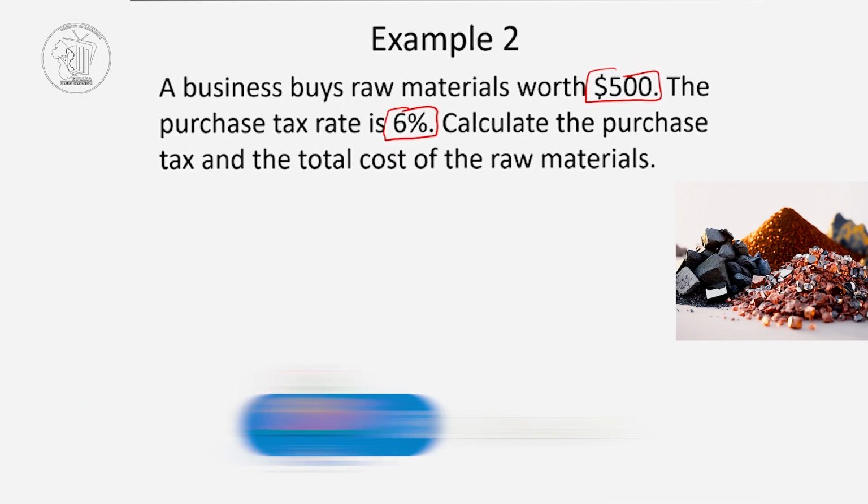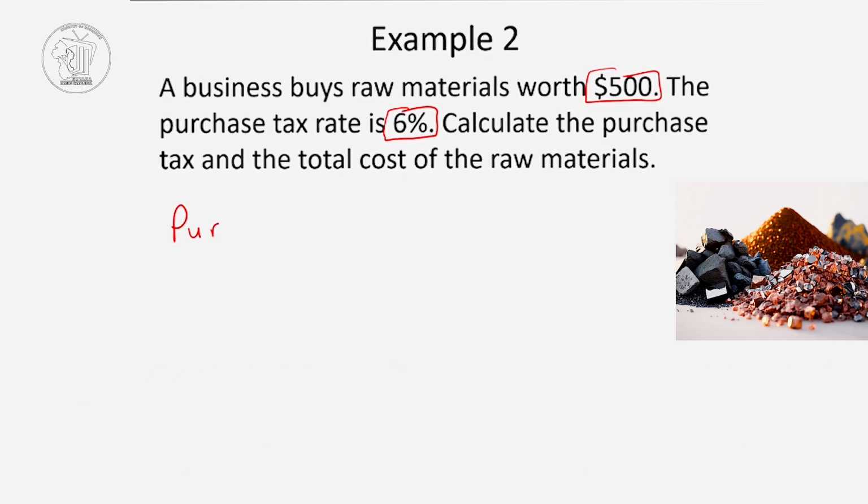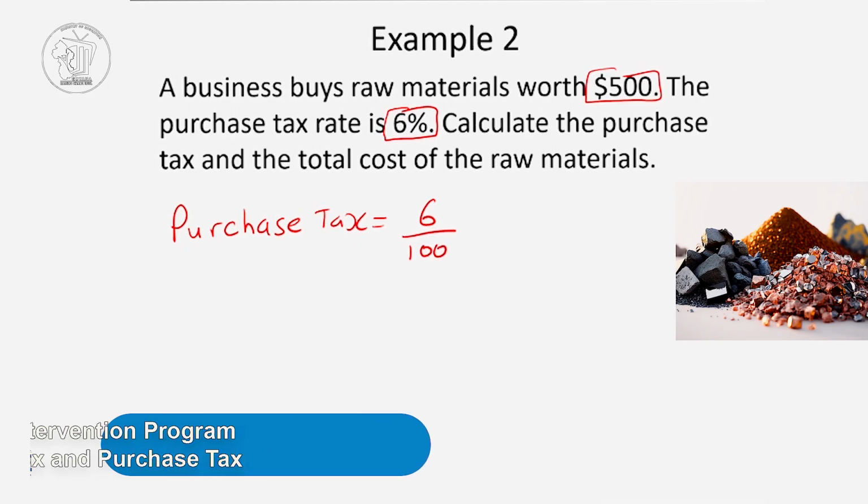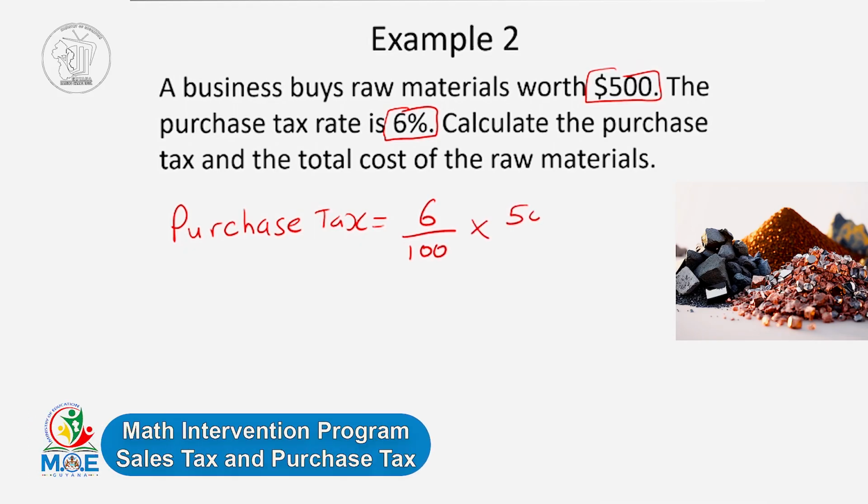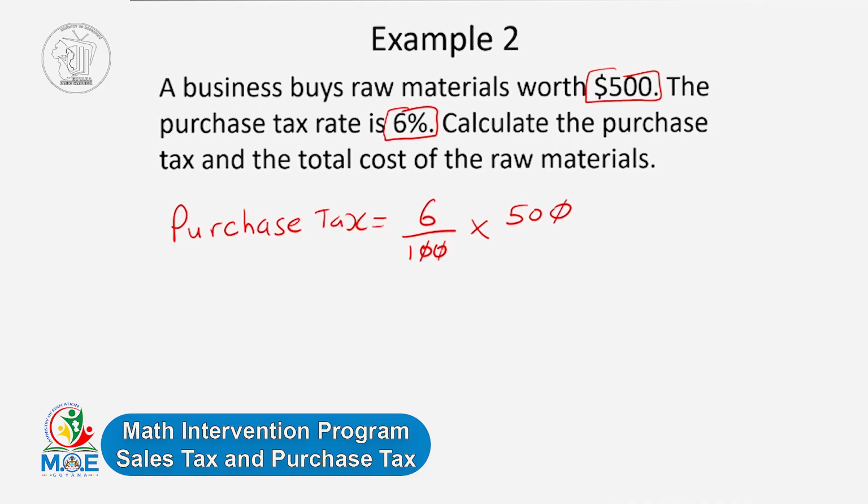So to find the purchase tax, we do the same thing as what we do with sales tax. So the purchase tax would be equal to 6%, so it's 6 over 100 multiplied by 500. So we know this 0 cancels with that 0, this 0 cancels with that 0, and 6 times 5 would give us $30.